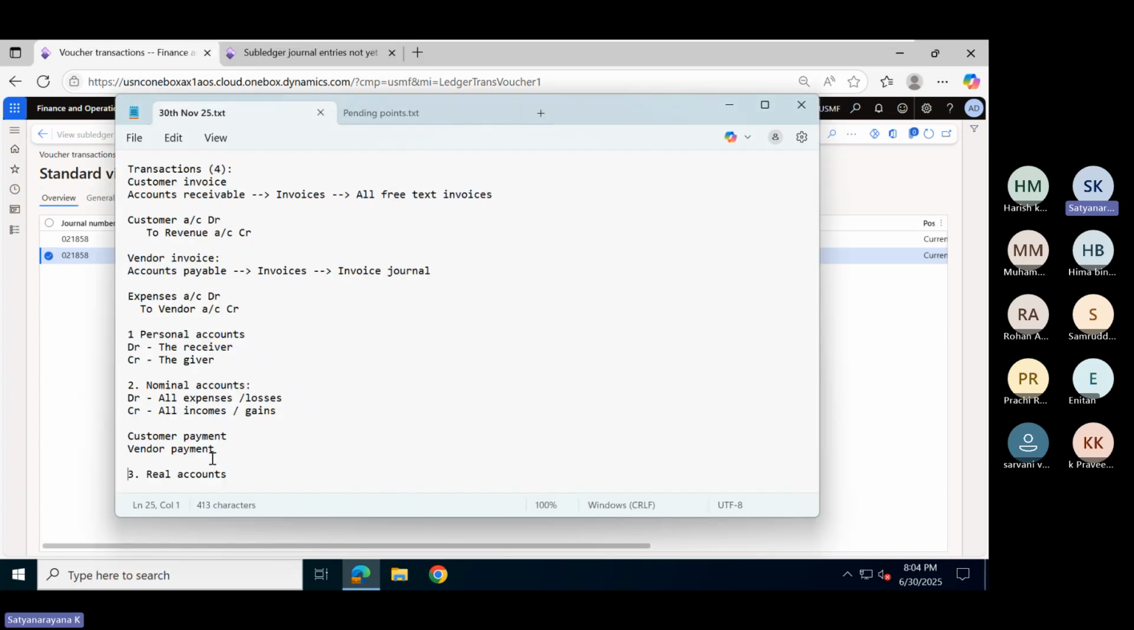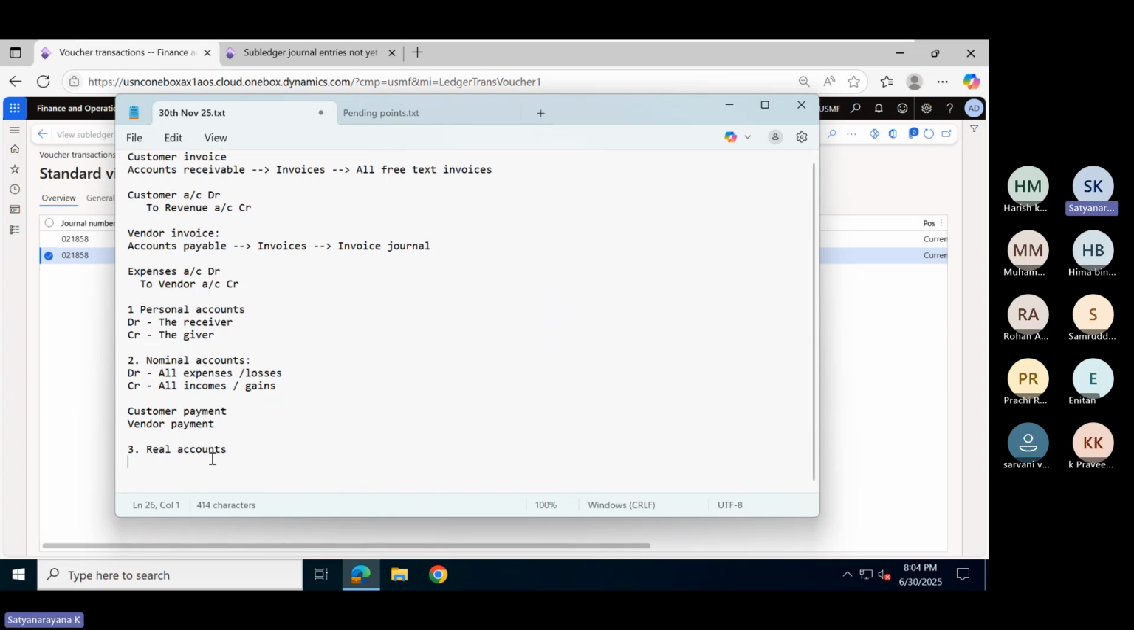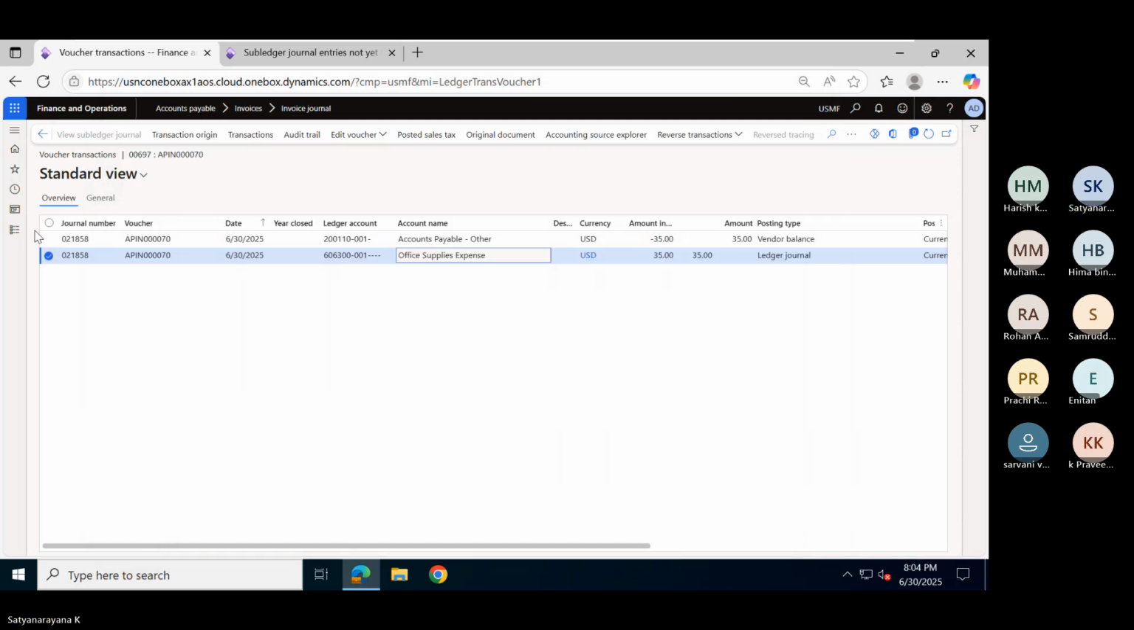Let us understand now the real accounts. Real accounts is debit what comes in, credit what goes out. So this rule we are going to apply in the customer payment and vendor payment. Suppose I am doing customer payment.